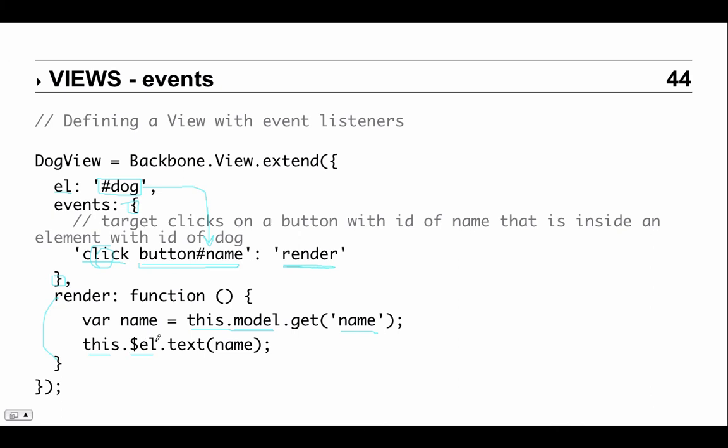So remember, el points to the element associated with this view. In this case, it's been set to the ID of dog. And again, because we put the $ sign in front of it, this is shorthand where it actually makes a jQuery selection object of this element, which is #dog. So now we have a jQuery selection object here of the element with the ID of dog. And we're going to use the text method in jQuery to replace the text inside of that element. And we're going to set it to be the same as the dog's name.